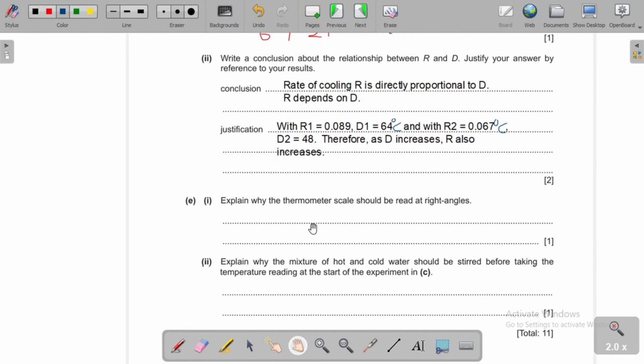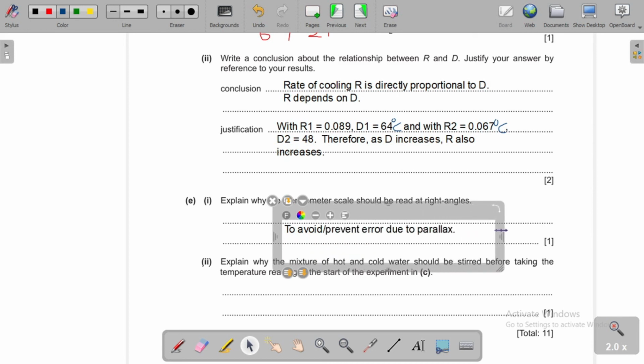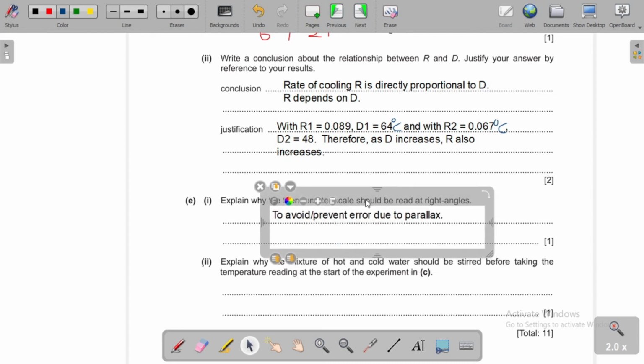Then the next one is explain why the thermometer scale should be read at right angles. This is also a very simple one. You take readings at right angle to avoid error due to parallax, or you say parallax error. That was a very simple one.